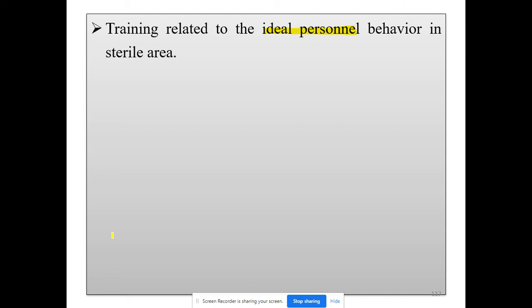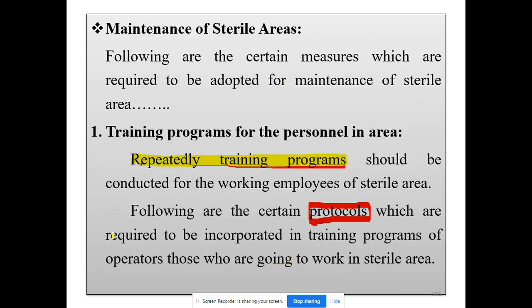So, student, I'm going to stop here. The point which I started today is the maintenance of the sterile area. How to maintain the sterile area? Student, as I told you, what is a sterile area? The area where we are going to manufacture the sterile product is called the sterile area. In order to maintain the sterile area, there are certain measures which we have to follow and adopt.